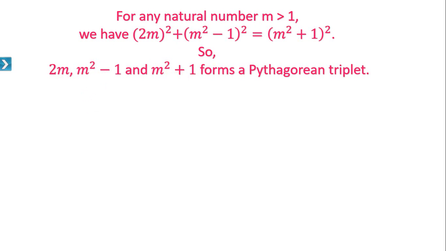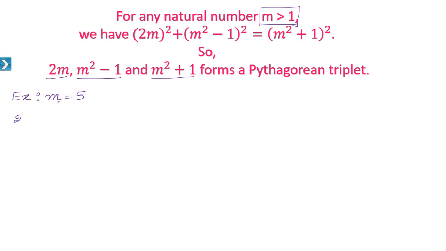You have to remember this much. For m greater than 1, the formula to find a Pythagorean triplet is: one number is 2m, another number is m square minus 1 and the third number is m square plus 1. Now, take an example. Here we have to take the value of m greater than 1. Here let m is equal to 5. Then the formula to find a Pythagorean triplet is 2m, m square minus 1 and m square plus 1.